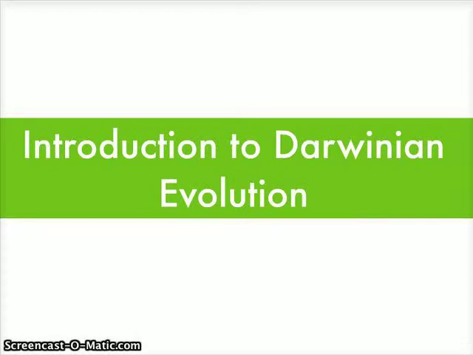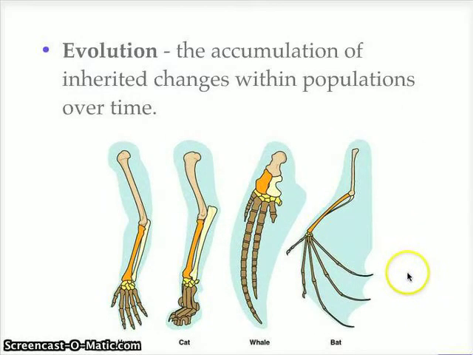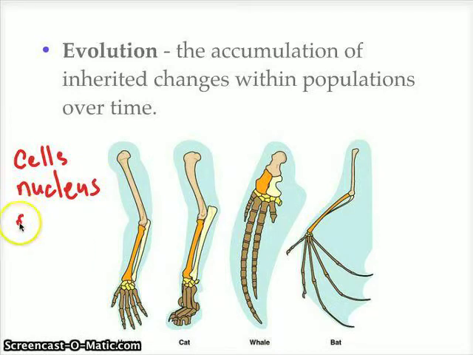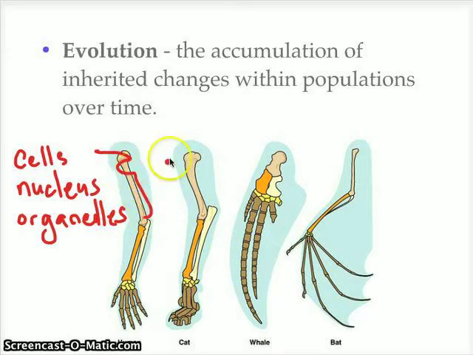So the very term evolution actually refers to the accumulation of inherited changes within populations. And in this case, what I have is a comparison of a human, cat, whale, and bat, and anatomical comparisons of the four. And so there is one single common ancestor in these four organisms. And what are they? Well, they all have cells. They all have cells with a nucleus, and they all have organelles inside the cells. And so what this means is that they are all eukaryotic organisms.